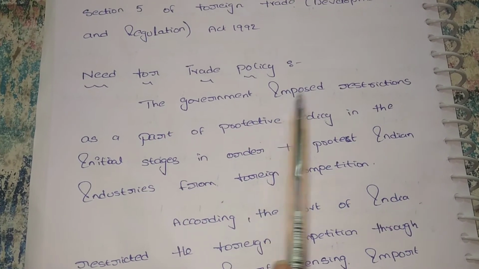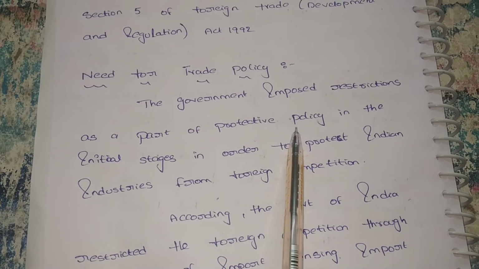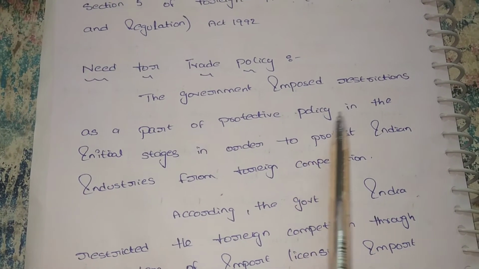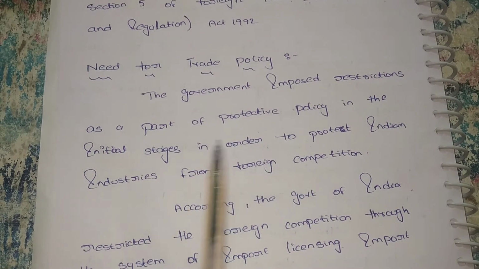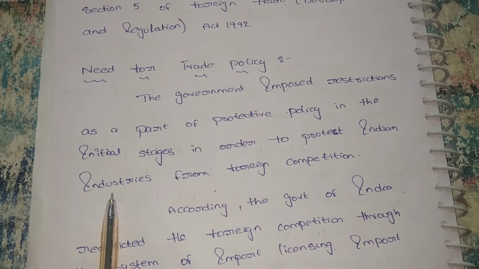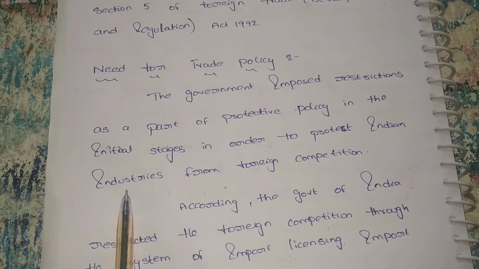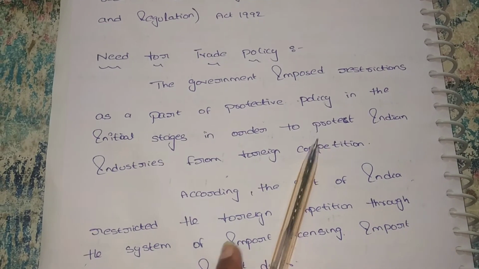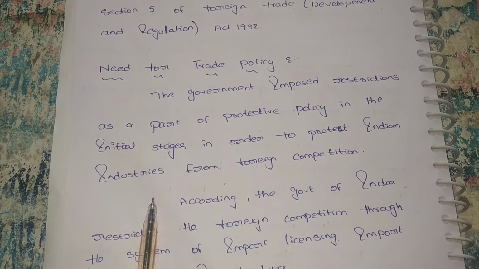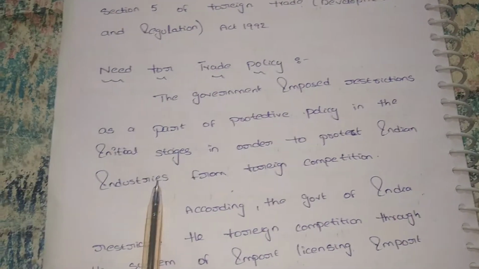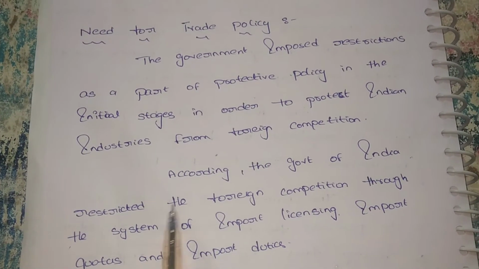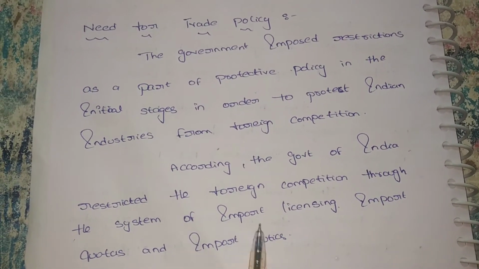The government has to put some restrictions on foreign products to encourage our Indian products. The government imposed restrictions as a part of protective policy in initial stages in order to protect Indian industries from foreign competition. So the government has to put some restrictions on importing such goods. Next, the government of India restricted foreign competition through the system of import licensing.